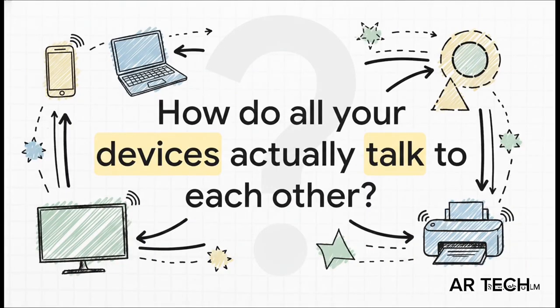Seriously, just think about it for a second. Right now, in your home or office, you've got a whole network of gadgets. Your phone, your computer, maybe a smart speaker, a printer, they're all chatting away. But how? What's the hidden plan that lets them all work together without getting their wires crossed? Well, that's exactly what we're about to unpack.